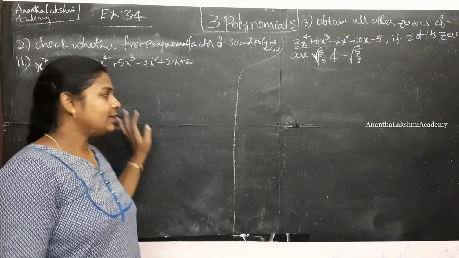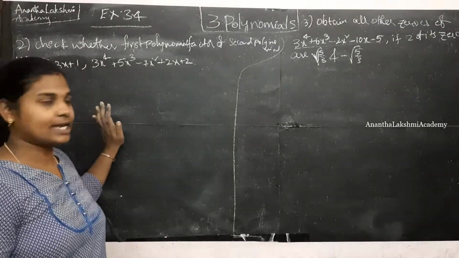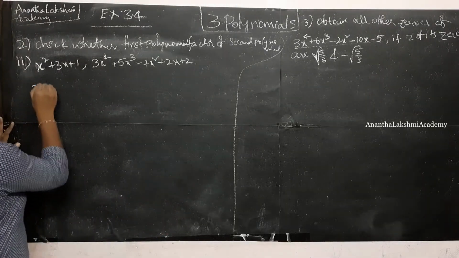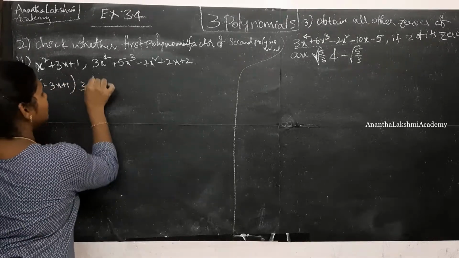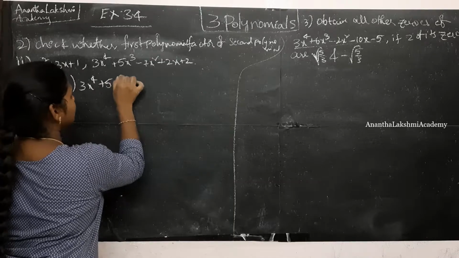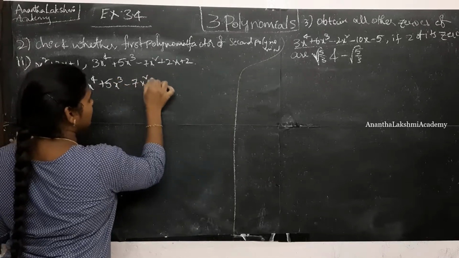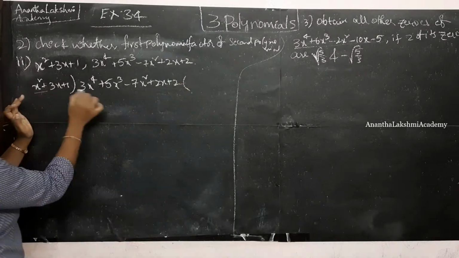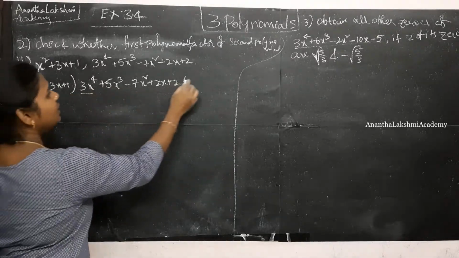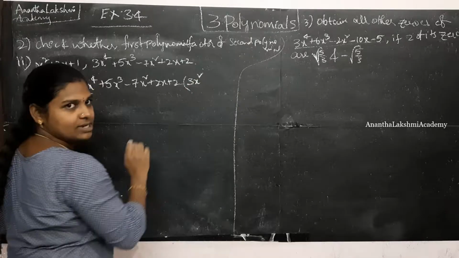So here we are solving the second bit in the second problem, wherein the divisor is x square plus 3x plus 1 and the dividend is 3x power 4 plus 5x cube minus 7x square plus 2x plus 2. X square is here, but we need 3x power 4. This we get by multiplying it with 3x square.